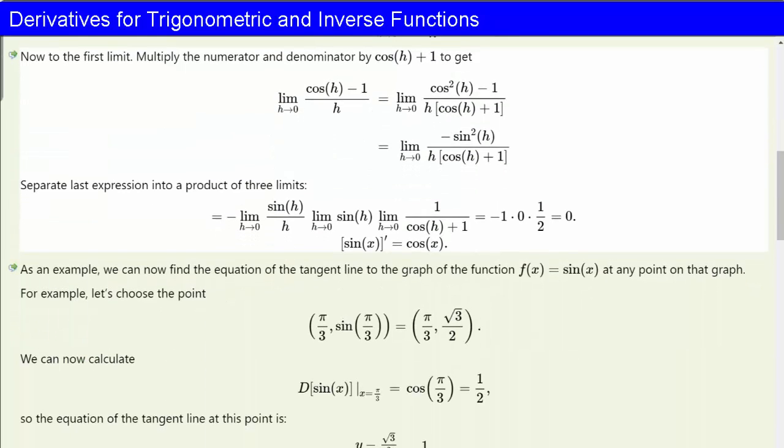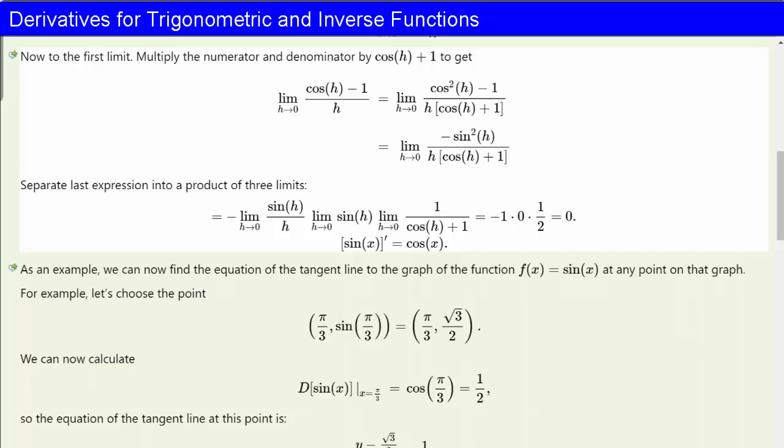Multiply the numerator and denominator by cos h plus 1 to get the limit of cos squared h minus 1 divided by h times cos h plus 1. The important thing is that the numerator becomes minus the sine squared of h, from our fundamental identity that sine squared plus cos squared is 1. The denominator we will leave unchanged.